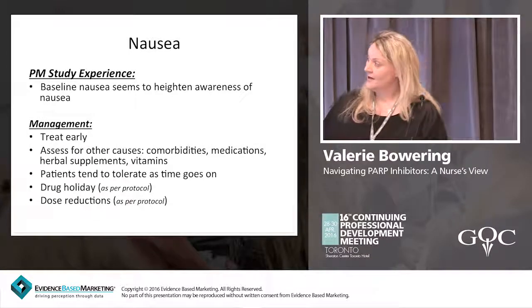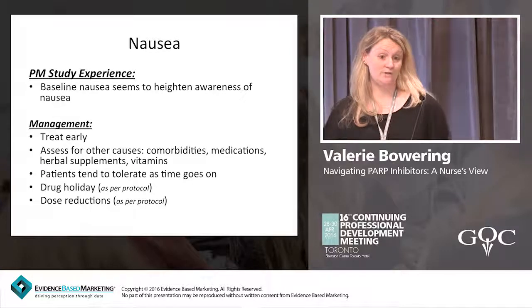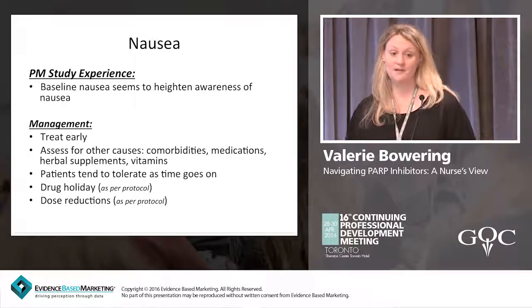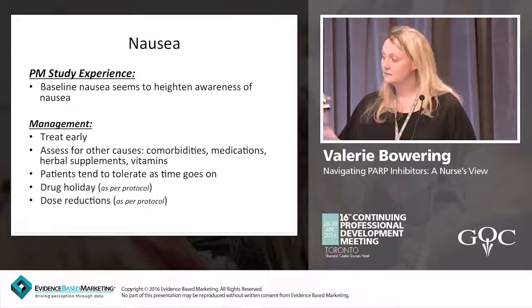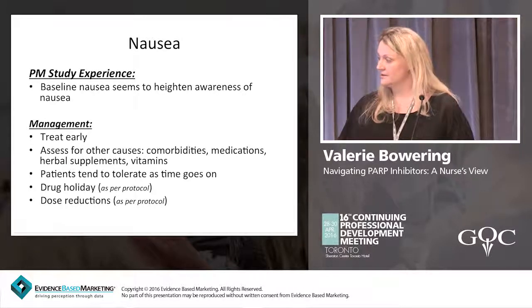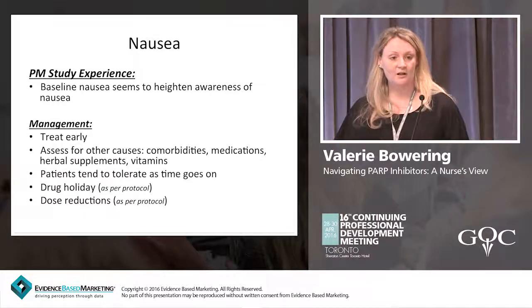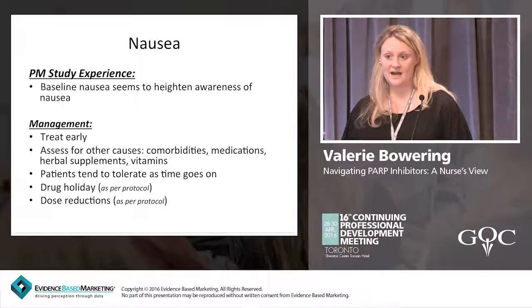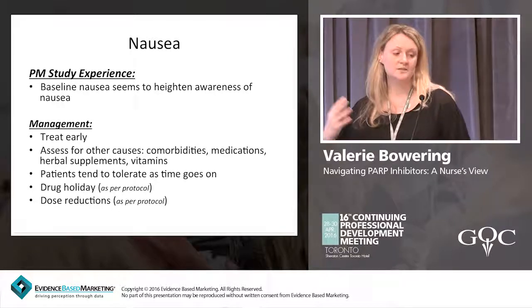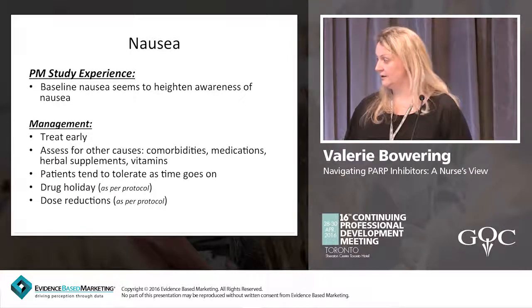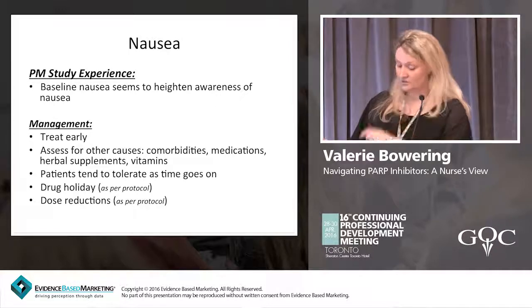So nausea, again, if they had a baseline nausea or were prone to nausea during their chemotherapy, that seemed to be heightened while they were on the clinical trial. Again, it's treating early and assessing for other things that may be going on. And what we did find is patients seemed to tolerate it as time went on. If you got past the first few cycles, then they seemed to be able to tolerate it a bit better. Again, dose holidays or dose reductions.